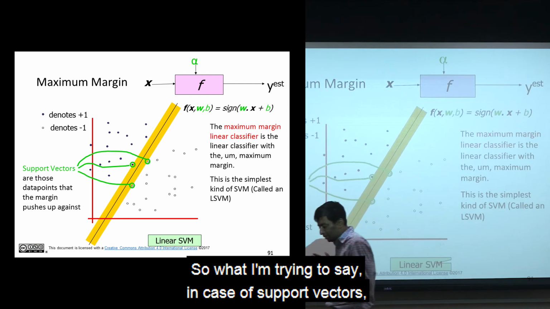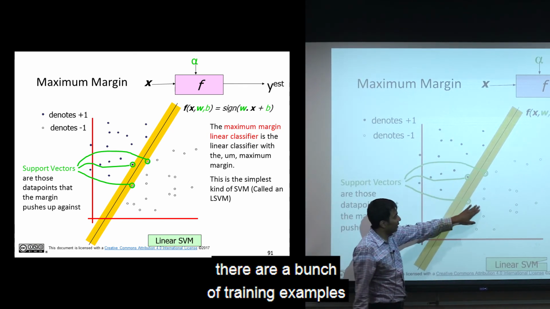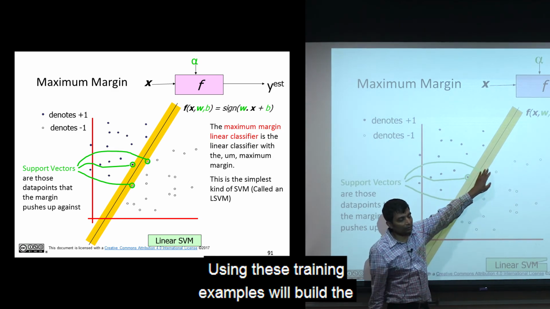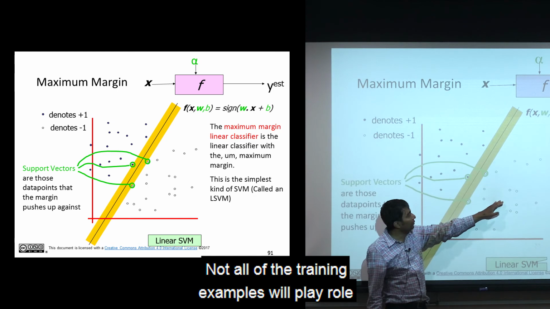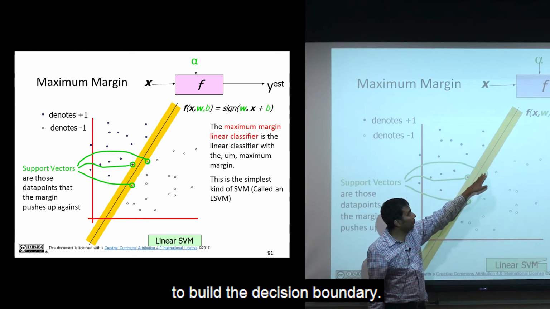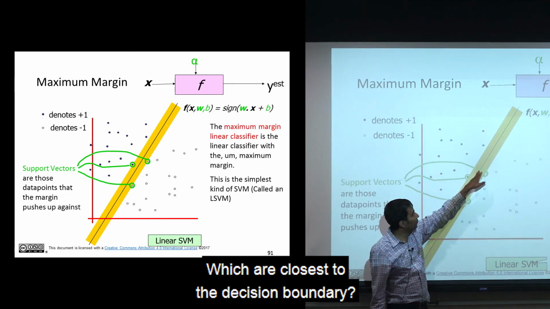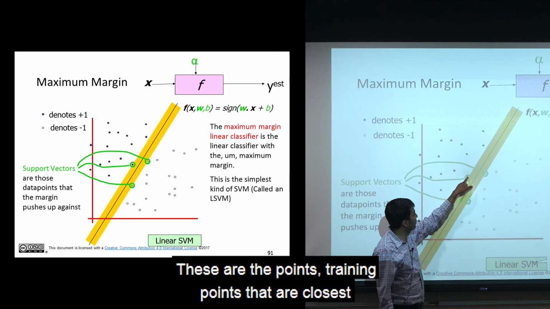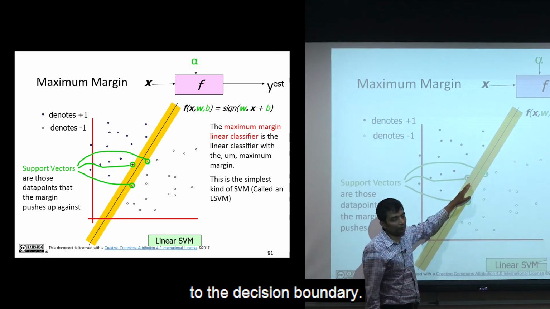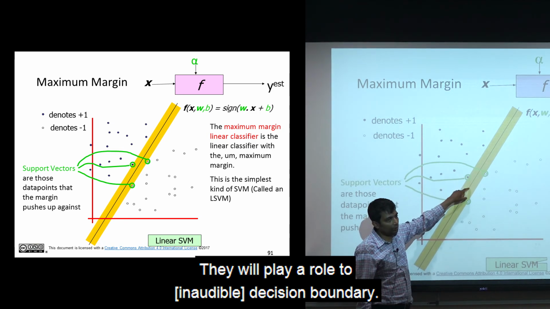What I'm trying to say is that in the case of support vectors, there are a bunch of training examples we are going to use. Using these training examples, we will build the decision boundary. Not all of the training examples will play a role in building it. The training points that are closest to the decision boundary will play a role to construct that decision boundary.